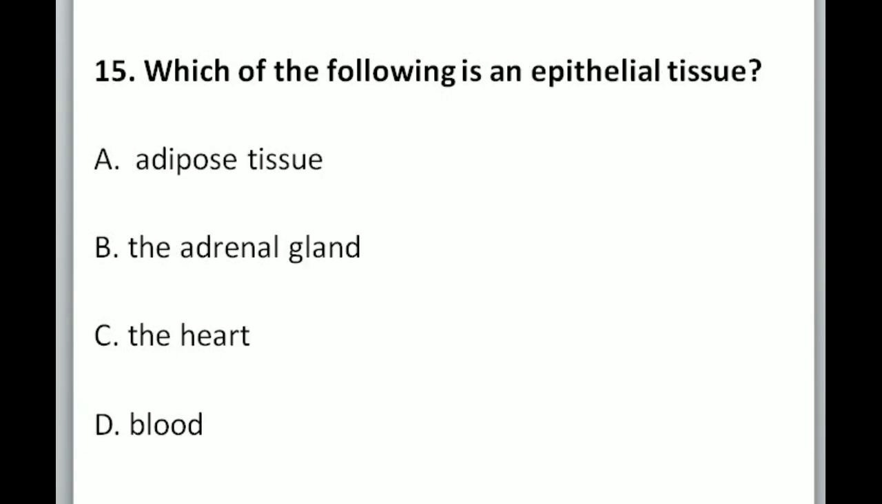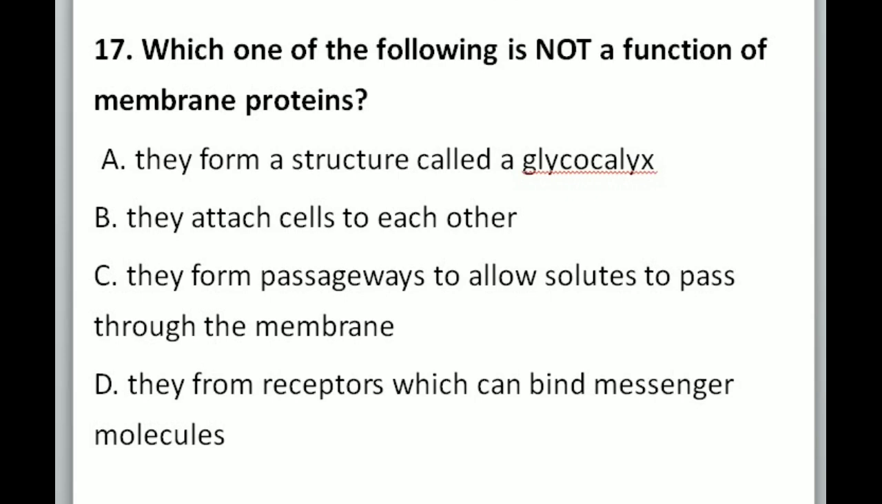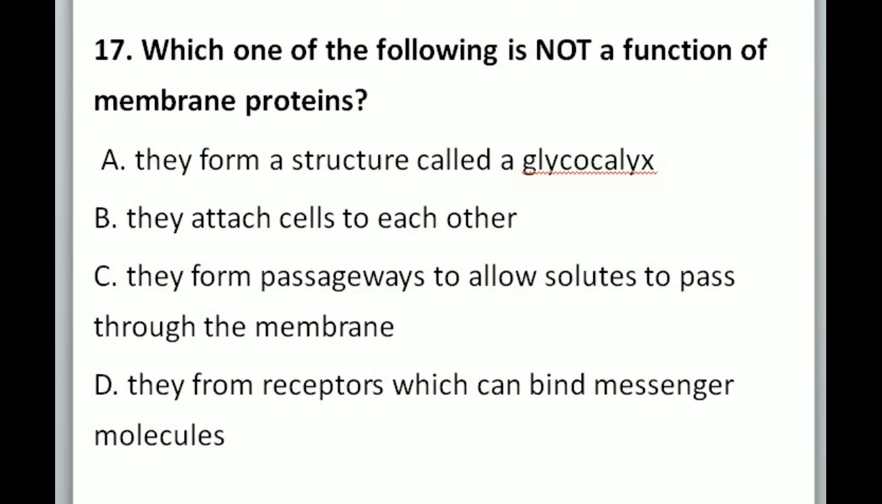15. Which of the following is an epithelial tissue? Answer is A. Adipose tissue, B. The adrenal gland. 16. What is the major component of the plasma membrane of a cell? Answer is A. Phospholipid. 17. Which one of the following is not a function of membrane proteins? Answer is A. They form a structure called a glycocalyx.